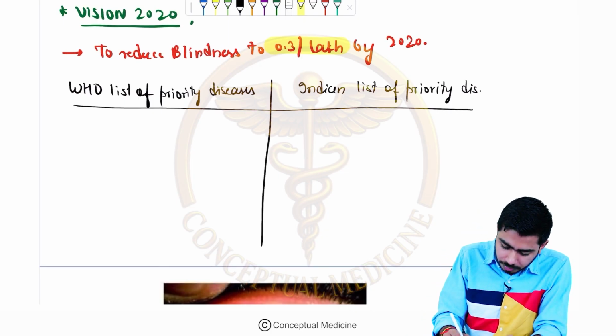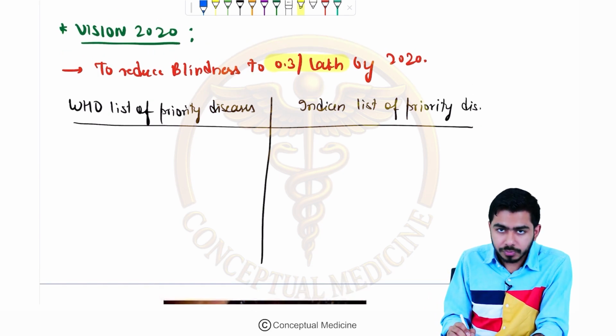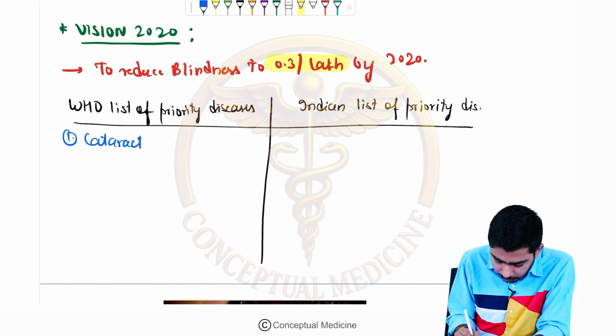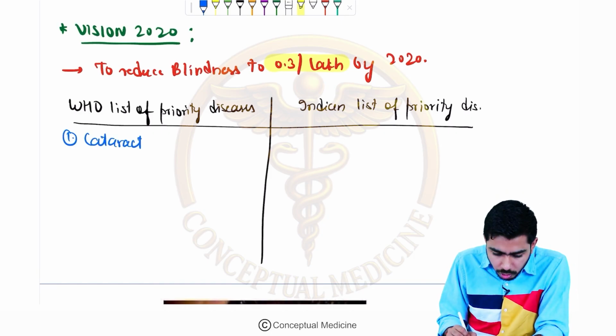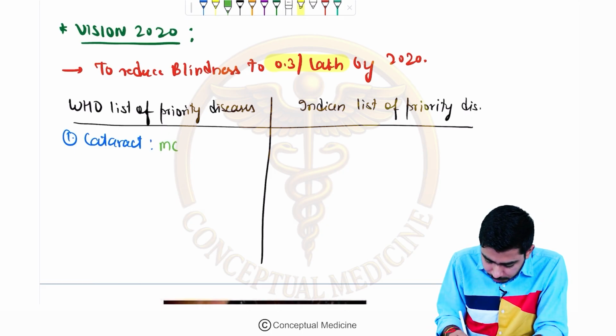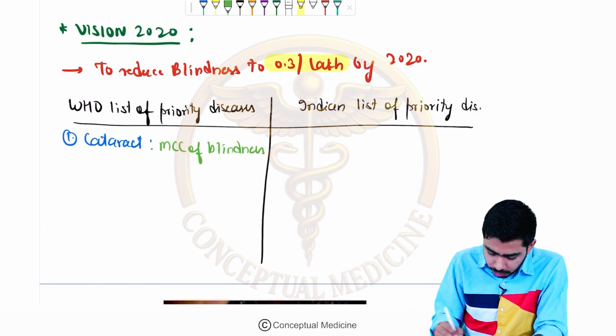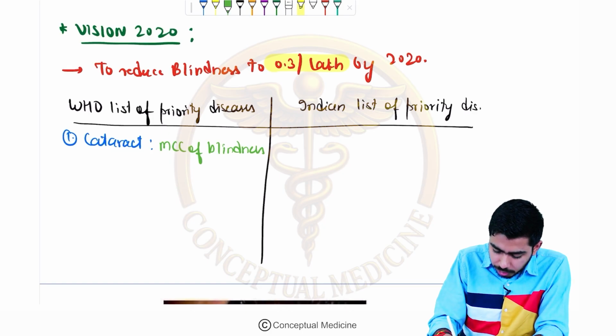So according to them, we shall be talking about the WHO list over here, right? On the very first go, we shall be talking about cataract. Cataract is the most common cause of blindness, guys. Please do remember that. And this is also called the ocular mortality.